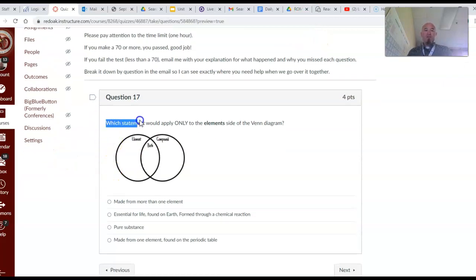Question 17. Which statement would apply only to the elements side of this Venn diagram? Is it made from more than one element? Is it essential for life found on Earth and formed in chemical reactions? Is it pure substance? Is it made from one element and found on the periodic table? Which of these goes only over here?